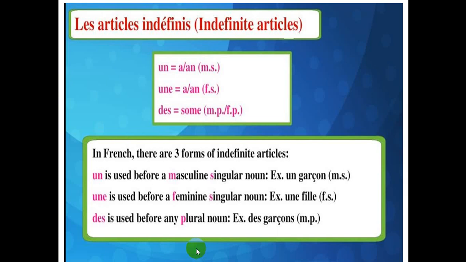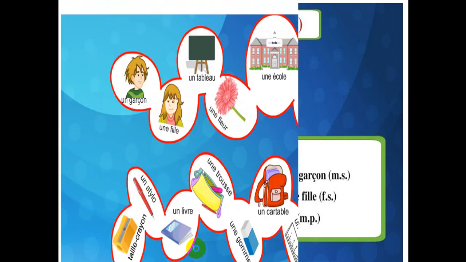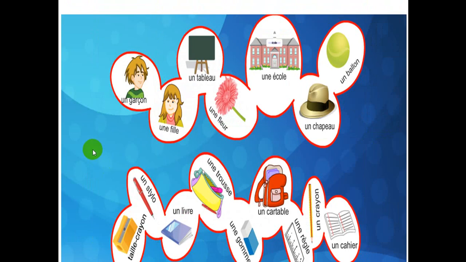Now, let's learn some more examples and new vocabulary. Like you can see, the first two examples are the same. Un garçon, a boy. Une fille means a girl. Now third one is un tableau. Tableau means a board. But we have one more meaning of the word tableau, which is a bench. And both nouns are masculine in French. Our next example is une fleur. Fleur means a flower, and it is a feminine noun, so we are using une before that.